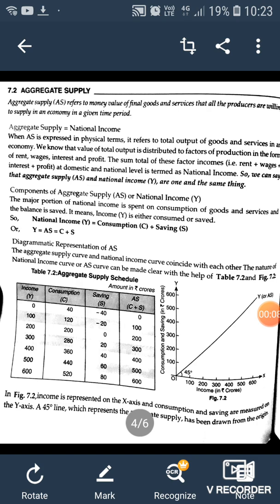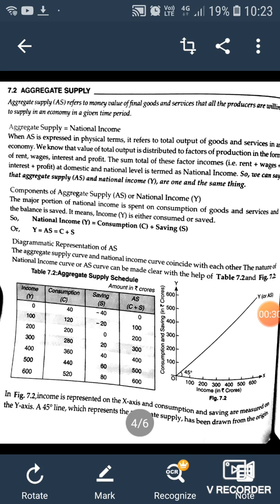Today's topic is aggregate supply. What is aggregate supply? Yes, it is the value of the final goods and services that producers are willing to sell or supply in the economy during a given period of time.